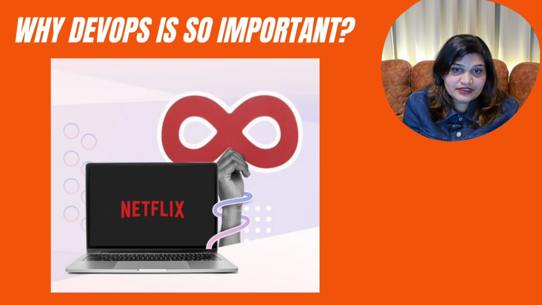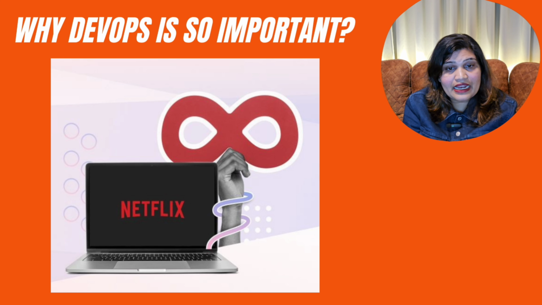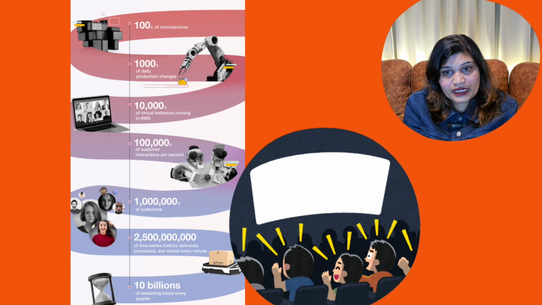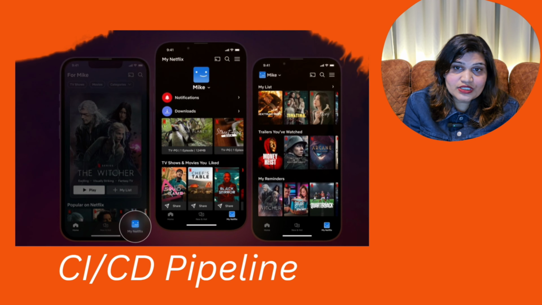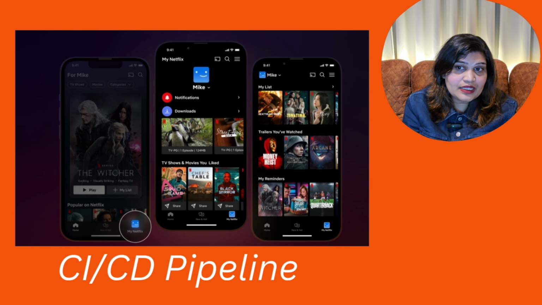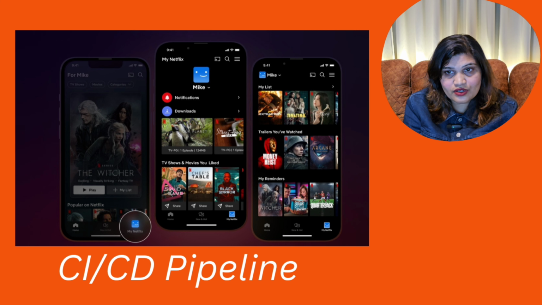For example, Netflix uses DevOps practices to ensure that their streaming platform can handle millions of users at once. They have automated systems in place to deploy new features without affecting the experience of millions of viewers. The Netflix engineering team uses a continuous delivery pipeline that helps them release code multiple times a day, so new features or fixes are always available without any disruption.